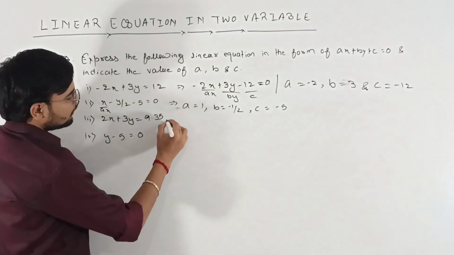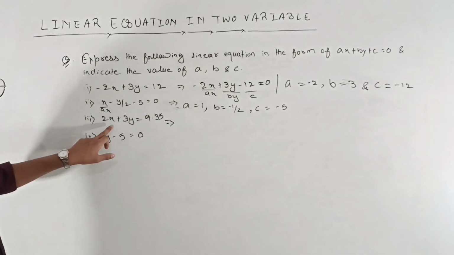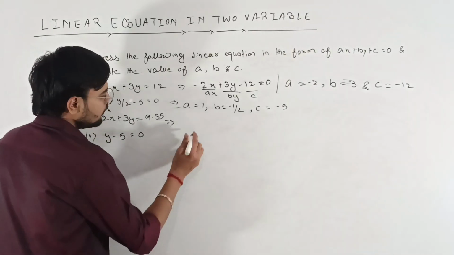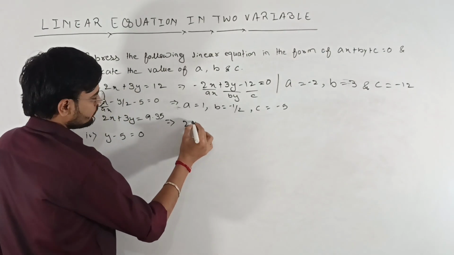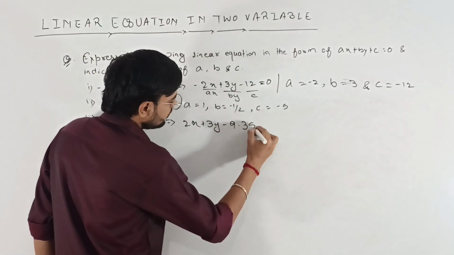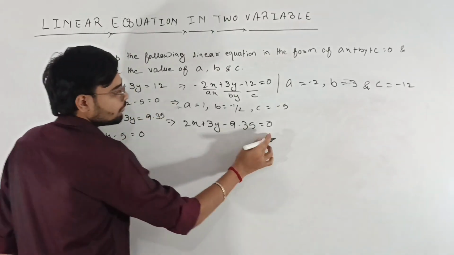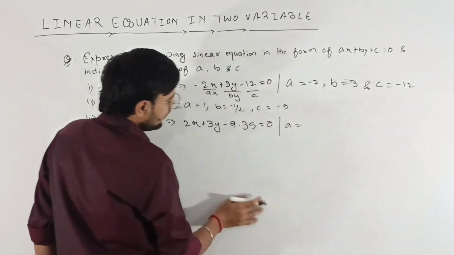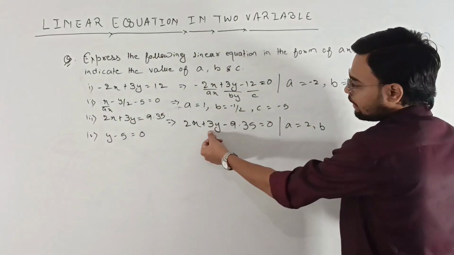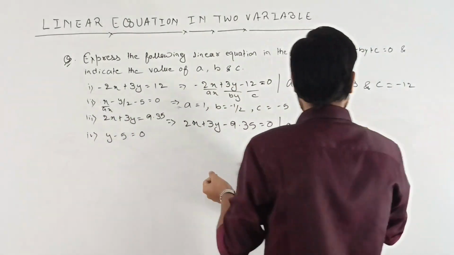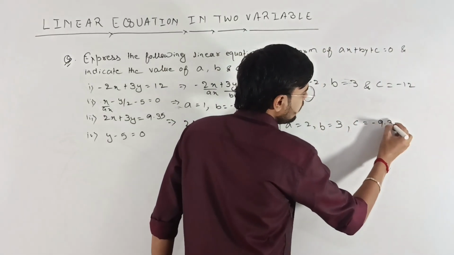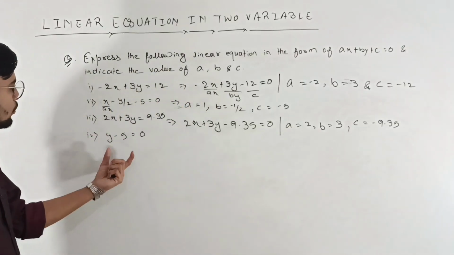Now let's solve the third one. Look, the third one is 2x plus 3y is equal to 9.35. This is not in general form, so first we convert it into general form. Then 2x plus 3y minus 9.35 is equal to 0. Now this is in general form. Then we write the values: a is 2, b is 3, and c is minus 9.35.